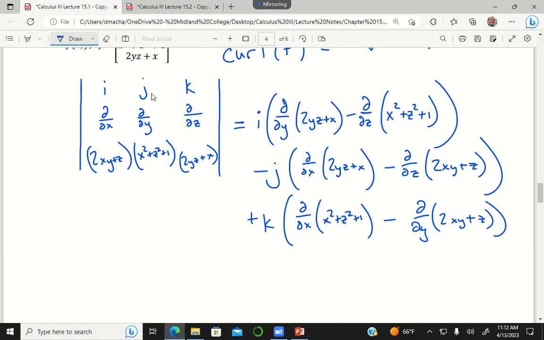And it's going to be equal to, like I said, a vector. I can write this as a vector. So the first entry is going to be what I get for i, my i coefficient. And so what's the partial with respect to y of 2yz plus x? What's this part? 2z. Yeah. That's going to be 2z minus, what is the partial with respect to z of this stuff? 2z. Very good.